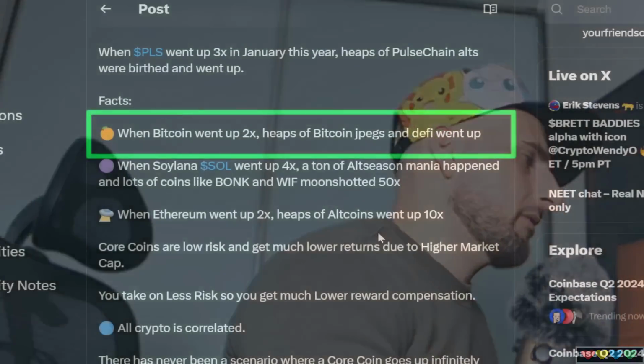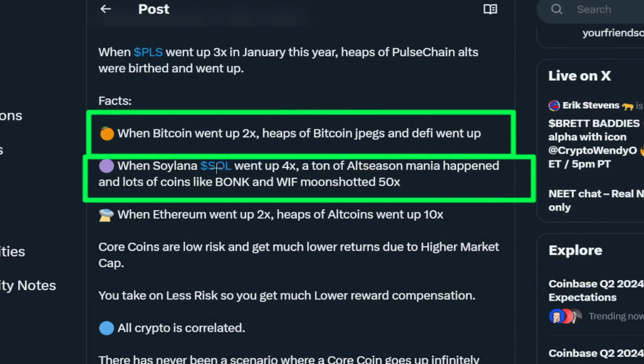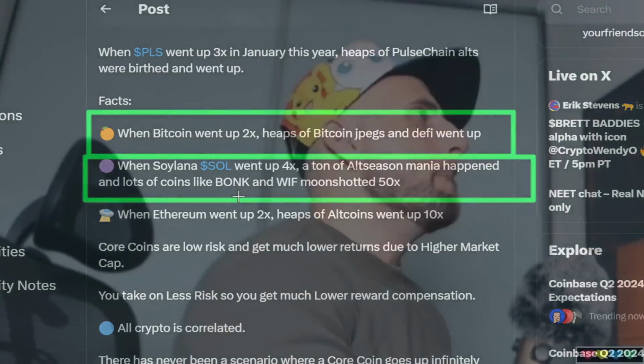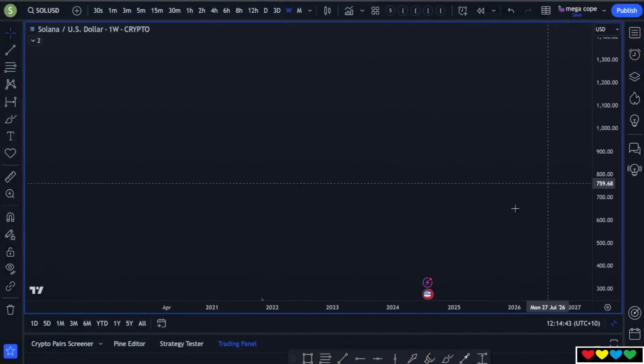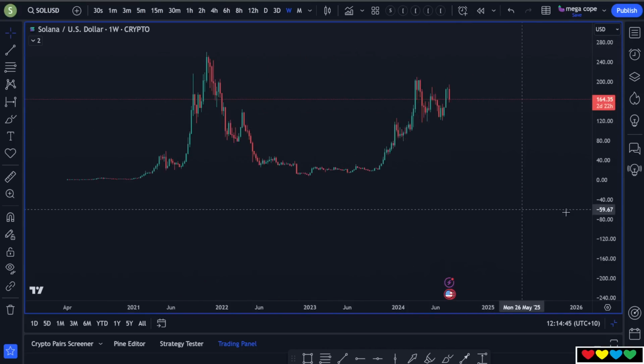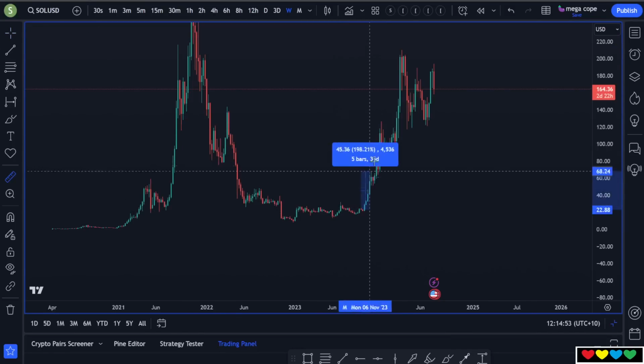So this behavior, friends, has also happened with Solana, right? When Solana went up 4x, a ton of alt season mania happened and lots of coins like BONK and WIF moonshotted 50x. Yes, it did, big time. So we can actually go down and dive deeper into this. So Solana, friends, starts moving up from here. But when did BONK actually do its big move? BONK did its big move around December. It was the first thing to move.